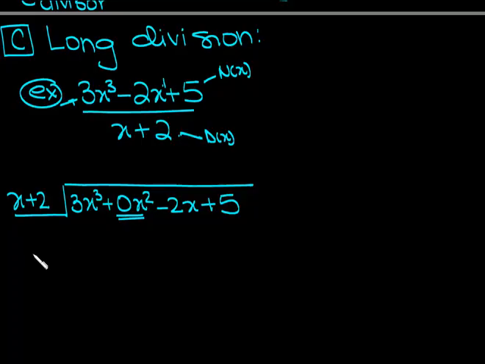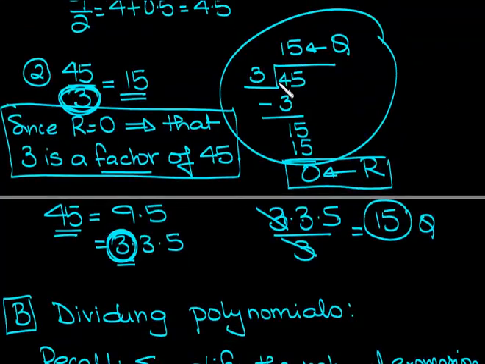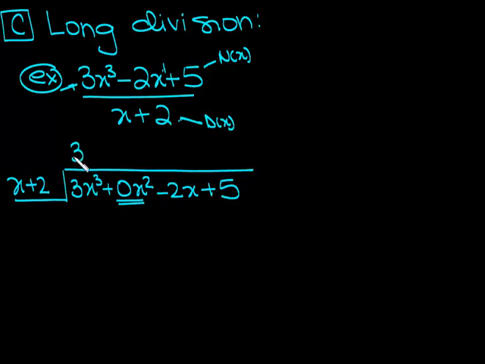Now, how do we do this? What did we do earlier today? We asked ourselves how many times does 3 go into 4? 1, so we put down a 3 and so on. So we want to do the same thing here. How many times does x go into 3x cubed? Well, what can I multiply this x by to make it 3x cubed? It'll be 3x squared. So that's what we are looking for. 3x squared times x is 3x cubed. 3x squared times 2 is plus 6x squared.